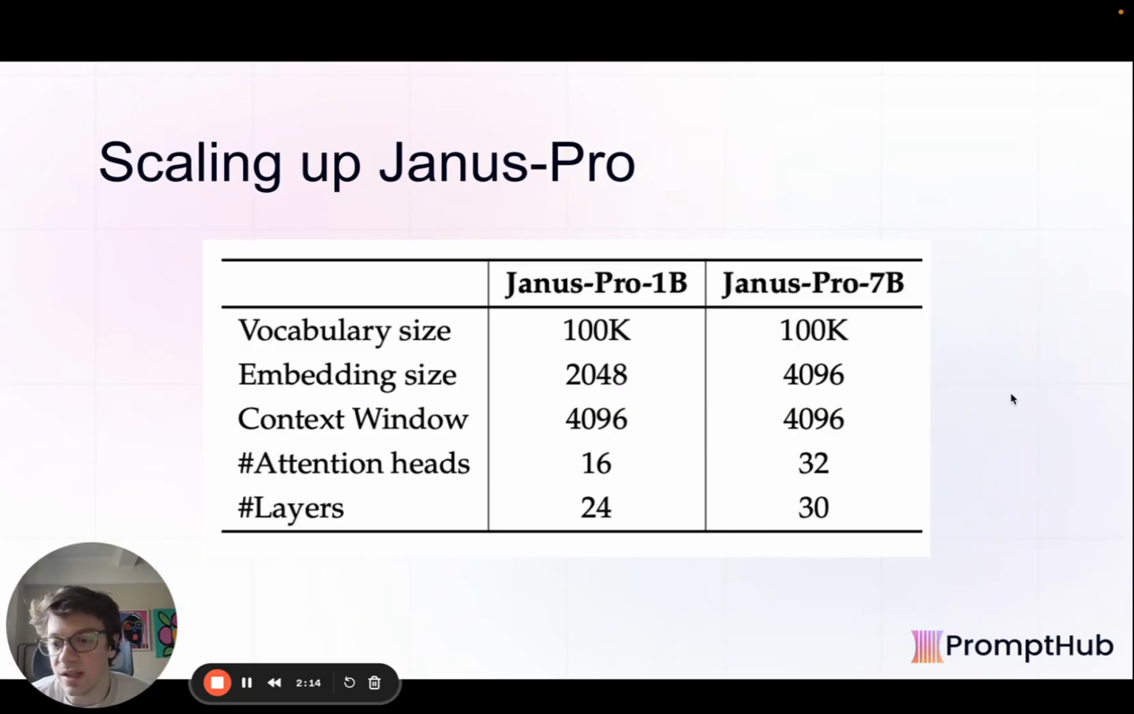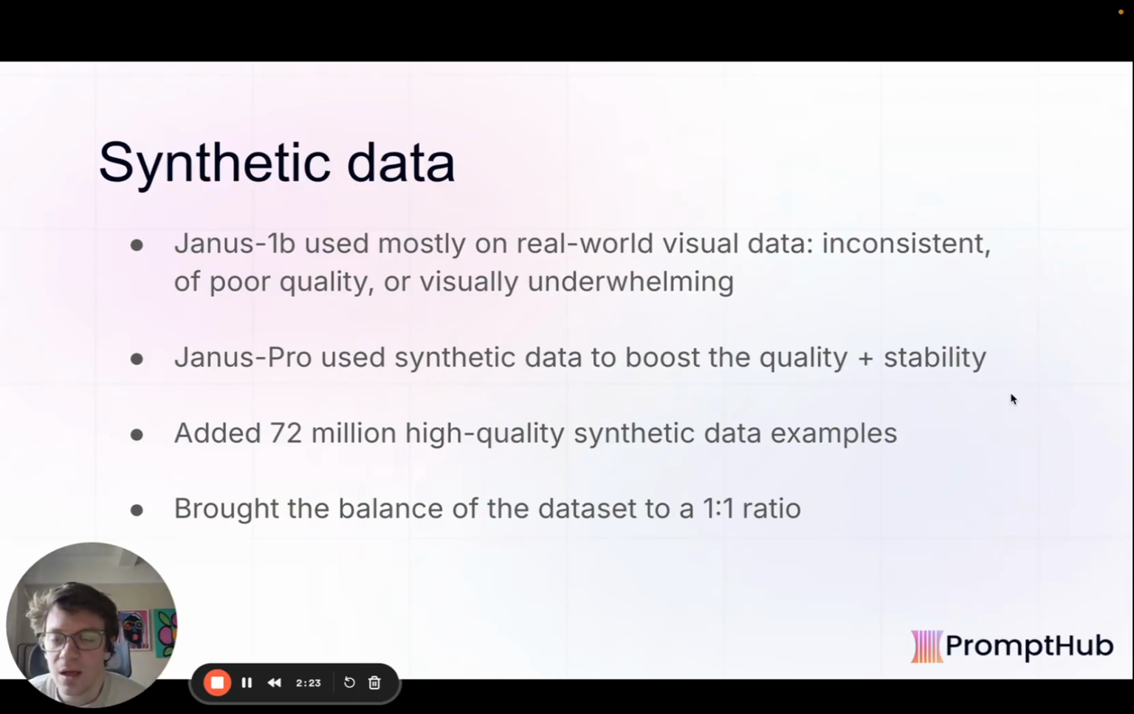They scale it up significantly. This isn't the first version of it. There's a 1 billion parameter version. This is a 7B version. It's unknown how many parameters DALL-E 3 has. And interestingly, they use a lot of synthetic data in the training.